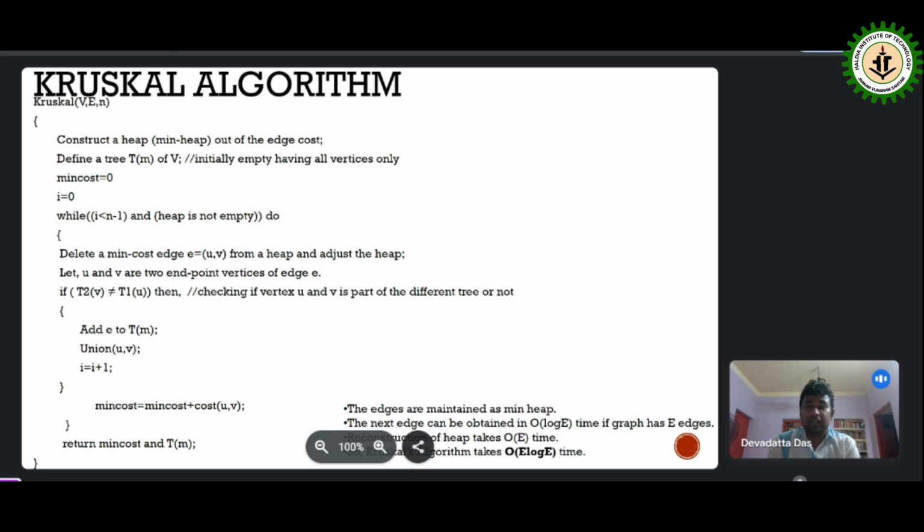So now I'm discussing the Kruskal algorithm, that is also a spanning tree algorithm. So here is the Kruskal algorithm. In Kruskal algorithm, I'm just giving the vertices, edges, and the n. Here is the algorithm. The edges are maintained as a min heap, and the next edge can be obtained in big O of log e time in a graph with e edges.